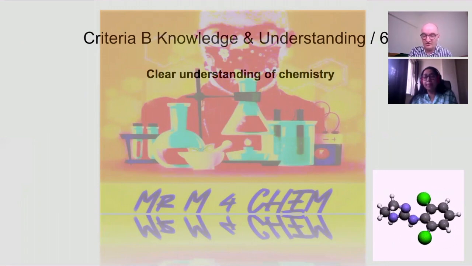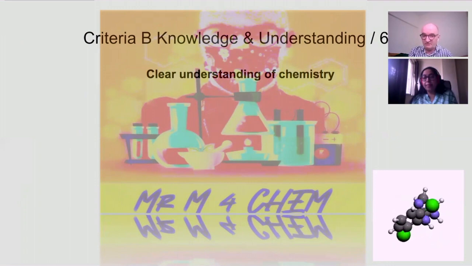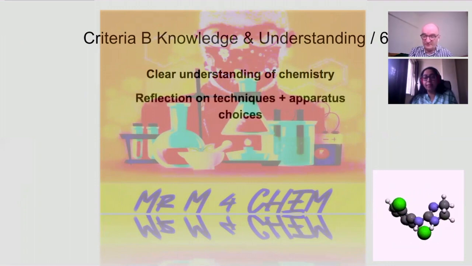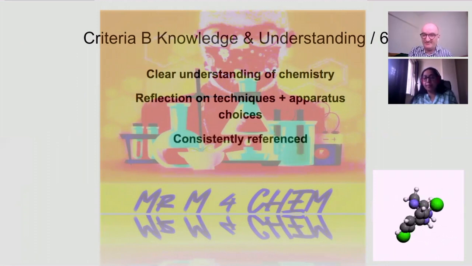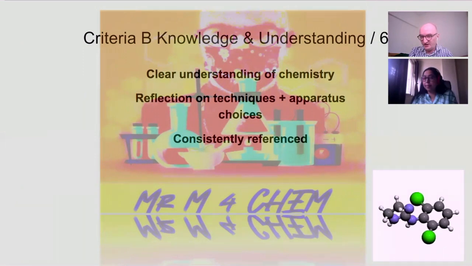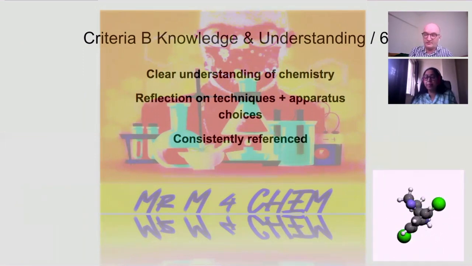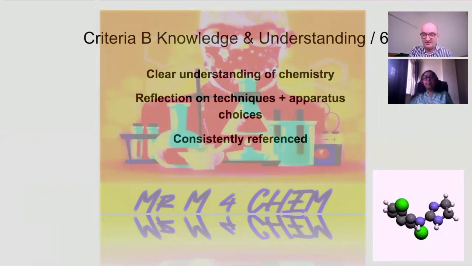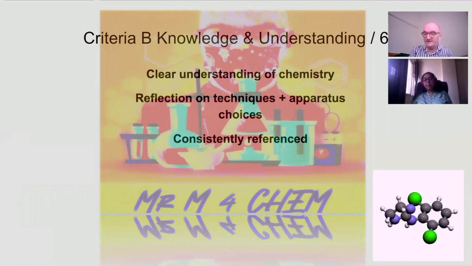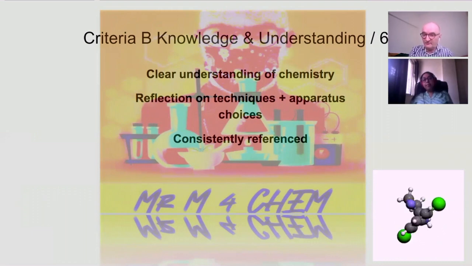Okay. All too often we see chemistry which is just fundamentally incorrect, which does not help you get a good grade. Reflection, as we've been saying, the IB love their reflection, but not just on the techniques and the methodology that you're doing, but also on the apparatus choices. Why did you choose that variable? Why did you choose that piece of kit? Were you limited by what was there? Could you have used something more precise or more sophisticated to answer your research question?